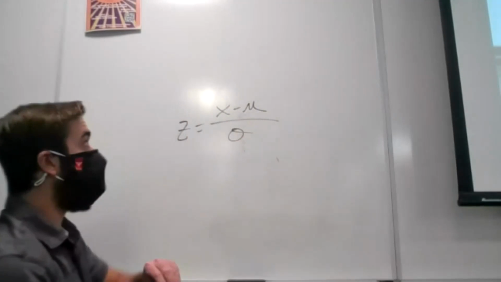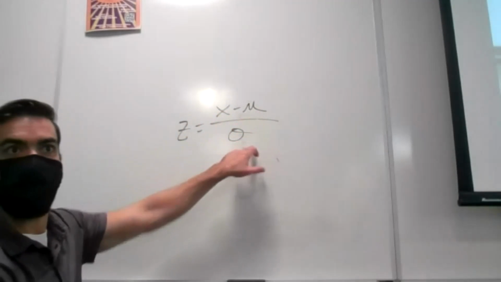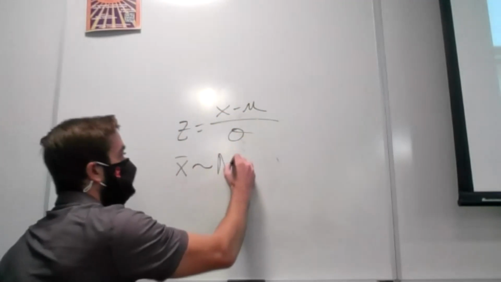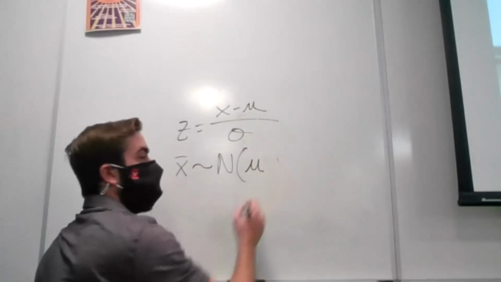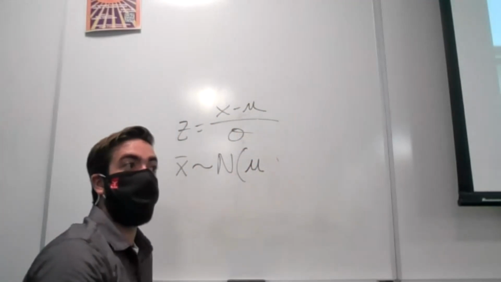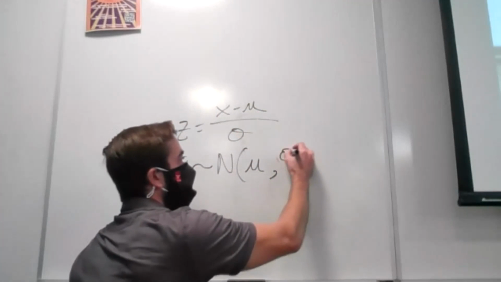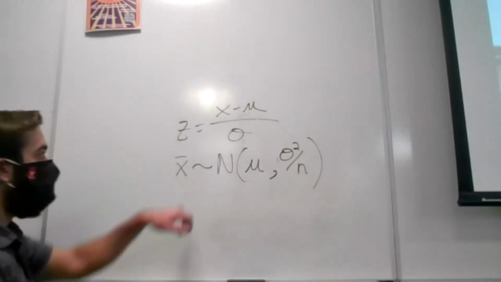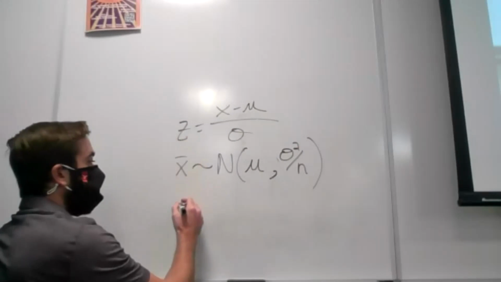You took whatever value you were interested in finding, you subtracted the mean, divided by the standard deviation. Right? Well, if you know that the sample means are normally distributed, the mean of my sample means is just my population mean, and the variance of my sample means is the original variance divided by my sample size. Well, now when I want to convert a value for my sample mean into a z-score, it's the same thing.